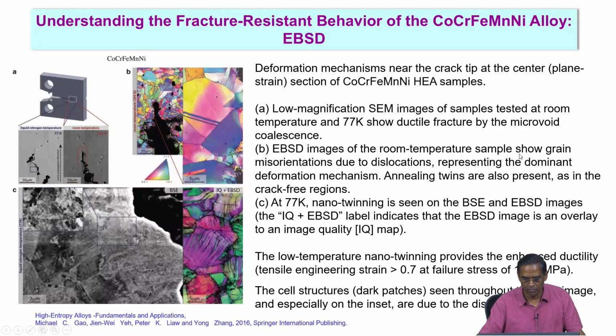EBSD images of the room temperature sample show grain misorientation due to dislocations, representing the dominant deformation mechanism. Annealing twins are also present in the crack-free regions. So you have crack-free regions also having big twins. They are all annealing twins. You look at the scale bar here, it is about 5 micron here. Then it's more than 10 micron in length, right? This region.